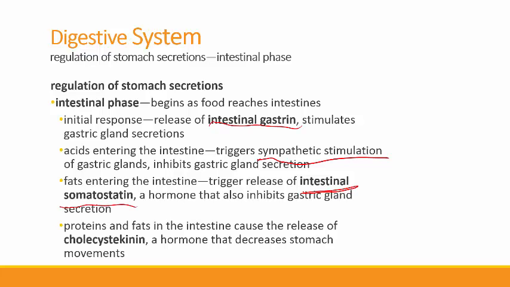Then finally, as the proteins and the fats enter the intestine, they cause the release of another hormone called cholecystokinin, and that will slow down all the movements of the stomach, so that we stop all the mixing movements of the stomach and really slow the action there at the stomach.